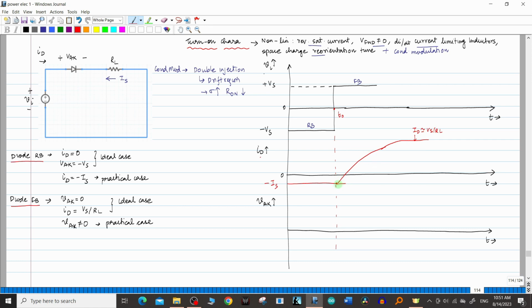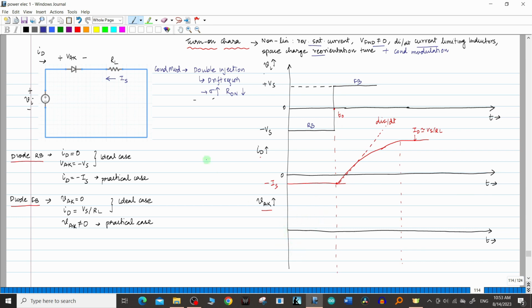The rate of this current increase we can call dIF by dt, for forward current. Now you know that this rate of current will depend upon the amount of inductance in the circuit. All those things are very easy to understand. Now, with that, let us draw the value of VAK.